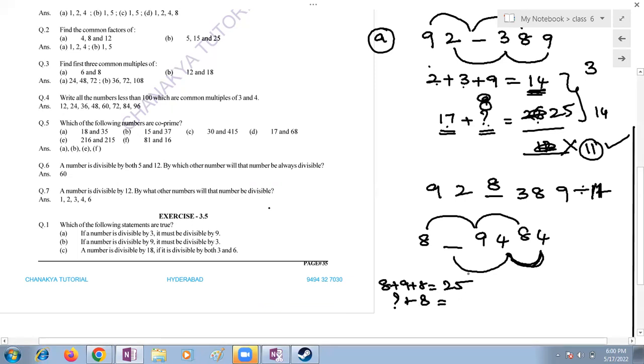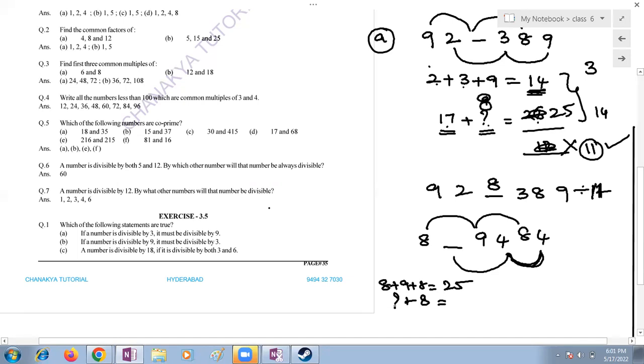Ma'am, first try 3. It is 17, ma'am. 25 minus 17. Let's first try 3. I am not supposed to take 17, because it's a 2-digit number and I can use only a 1-digit number here. Ma'am, 3 plus 18.